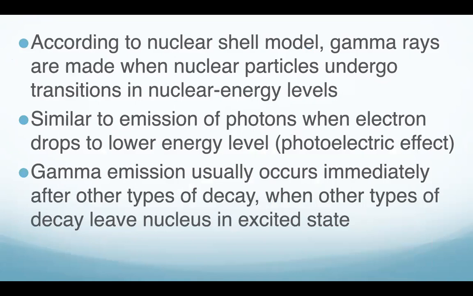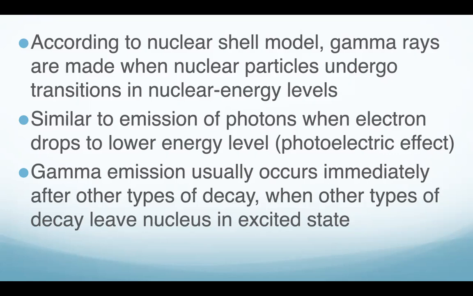Now, according to the nuclear shell model, gamma rays are made when nuclear particles undergo transitions in nuclear energy levels, similar to the emission of photons when an electron drops to a lower energy level. That's the photoelectric effect. I don't think I've mentioned to you guys yet, but a lot of things that we learn in grade 12 relate back to grade 10. I don't know why. It's probably because grade 10 is always used to build the most basic foundation of the principles of both chemistry and biology.